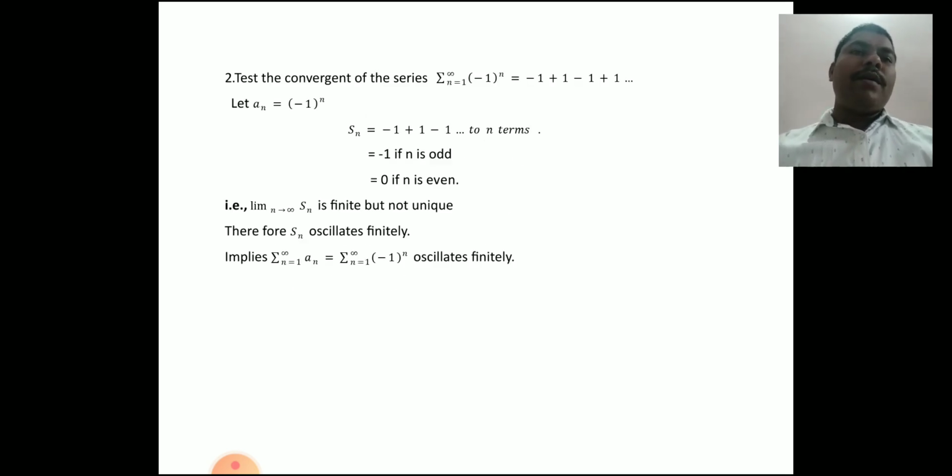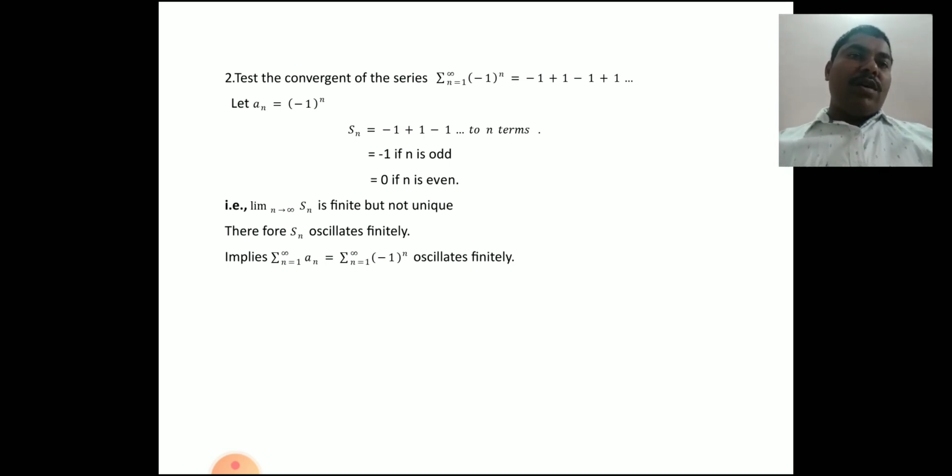The second problem: test the convergence of the series summation n is equal to 1 to infinity of minus 1 raised to n. So here we have minus 1 plus 1 minus 1 plus 1. Let an is equal to minus 1 raised to n. So here the nth term is minus 1 raised to n, and Sn is obtained by putting n is equal to 1, 2, 3. So we get minus 1 plus 1 minus 1 up to n terms.